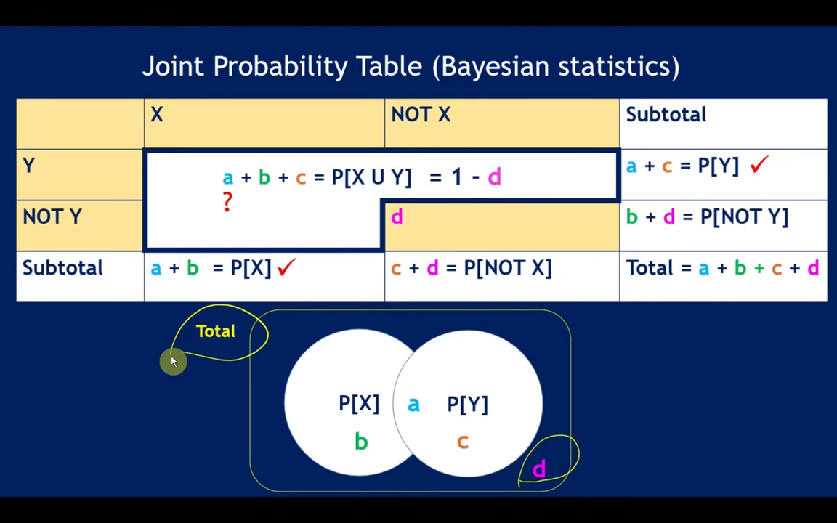So that would be 1 minus d. So in this case, if you know the probability of x, you know the probability of y, and a is unknown, that's okay. You can take just 1 minus d, and you'll be able to get the value of a plus b plus c, which is the union between x and y. So d is just the probability of not x intersection with the probability of not y.